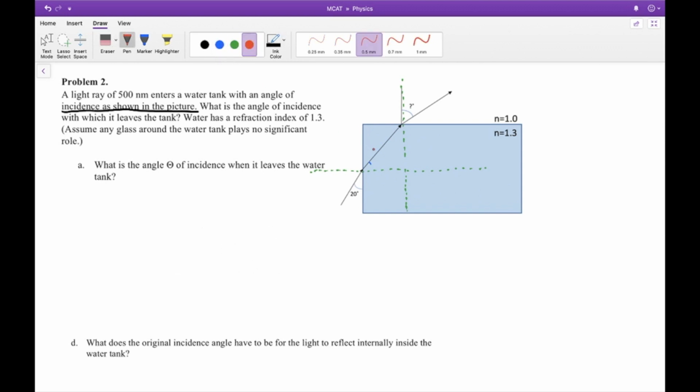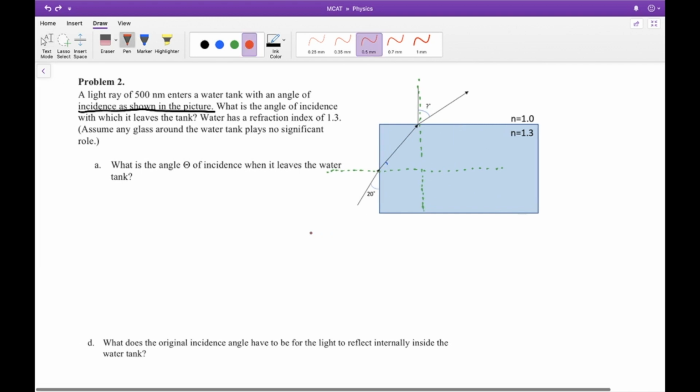Now here's where it gets a little bit tricky, right? Because we need to find the angle at which it comes in, such that this refraction never actually ends up happening. Because it's asking, what does the original incidence angle have to be, this angle in red, for the light to reflect internally inside the water tank. So this has to come in at such an angle so that when it refracts at this point right here, it actually gets totally internally reflected, okay? So we need to figure out that angle.